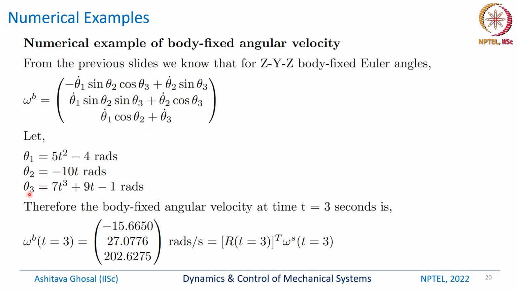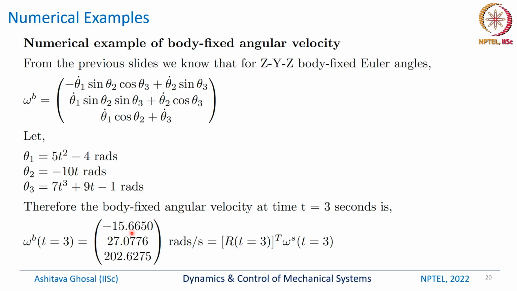And then we can substitute again the same theta 1 as a function of time, theta 2 as a function of time, theta 3 as a function of time, and we can substitute back theta 1, theta 2, theta 3 here, and theta 1 dot, theta 2 dot, theta 3 dot here. And again for t equals 3, we see that the angular velocity vector has completely different components.